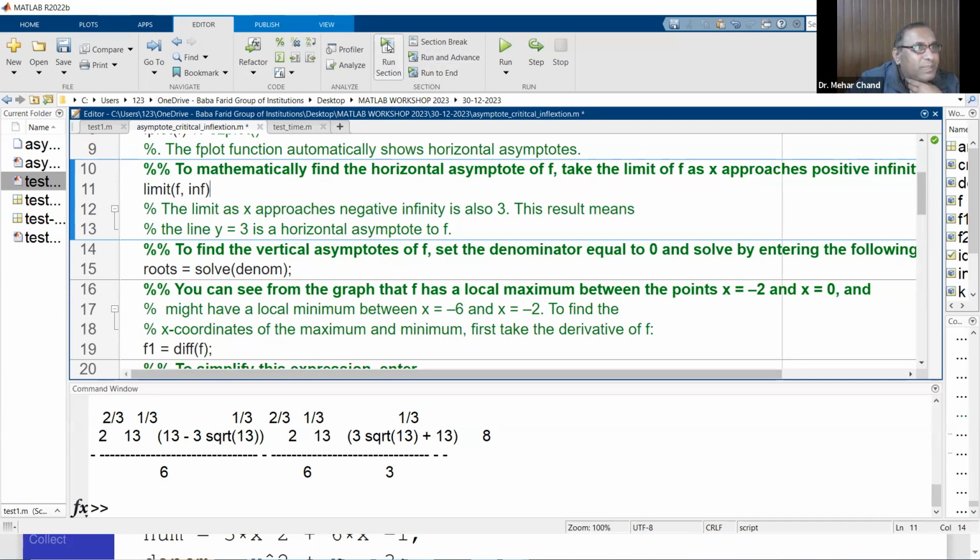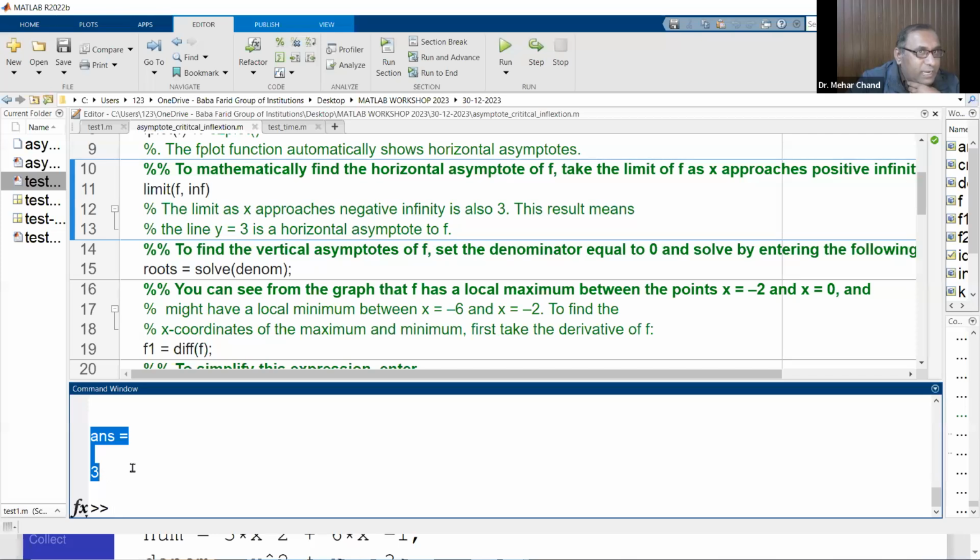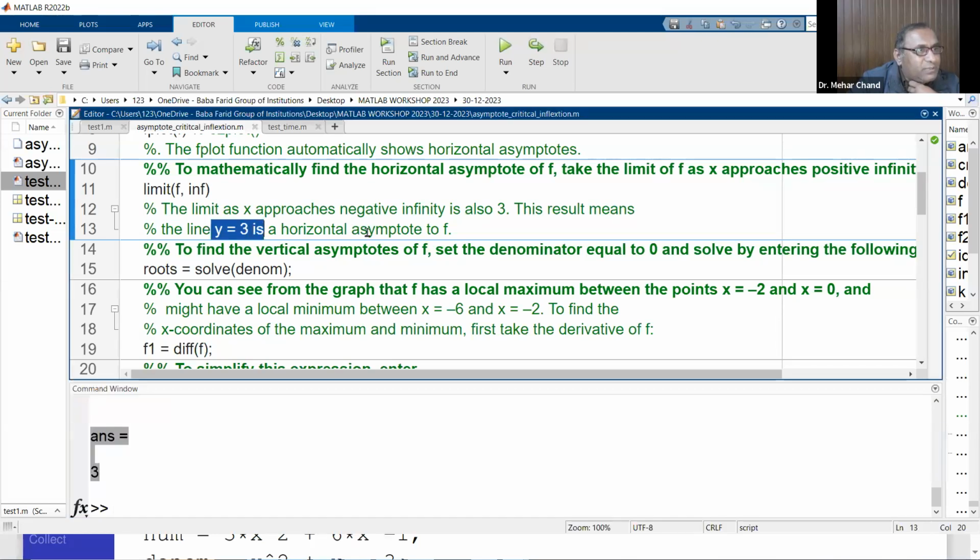Again, you will press at this place, run section, or you can press Control Enter. The shortcut key is Control plus Enter. You can see in the box, a pop-up is there. So when you click at this place, you can see the answer is 3. This is the asymptote and value of x. Sorry, the value of y. The value of y as x approaches infinity is 3, which is y equals 3.